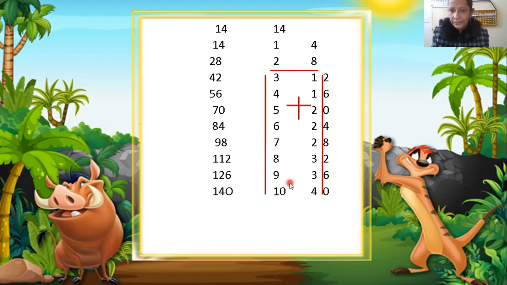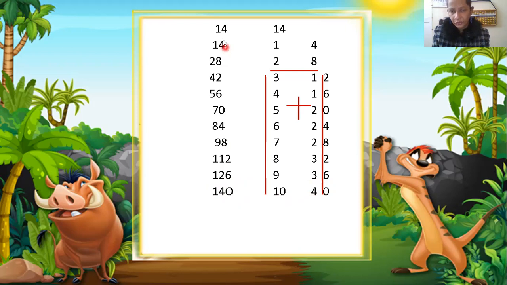Now 9 plus 3, 9 plus 3 is 12. Okay, so 12 I have written here, and 6 is here, so I have written this 6 with 12. Okay, now next you see 10 plus 4, 10 plus 4 is 14, so 14 I have written here, and 0 is here, so I have written this 0 with this 14.